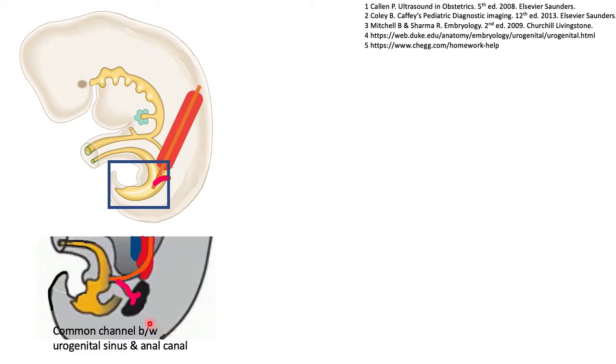So, in the beginning, there is a common channel between the anterior portion here where the urine would pass and the posterior portion here where the feces will pass. This is called the cloaca, the common channel between the anteriorly located urogenital sinus and the posteriorly located anal canal. Later, a septum will develop and divide the two.